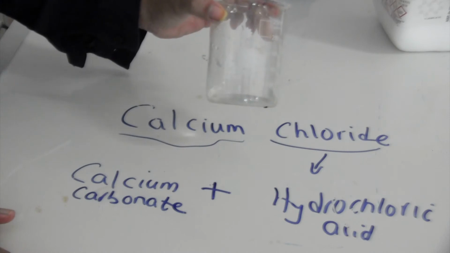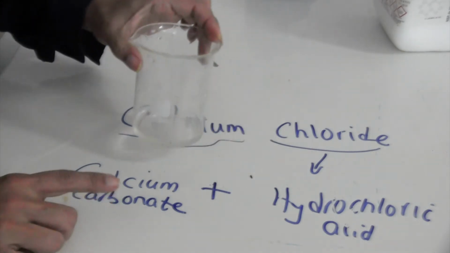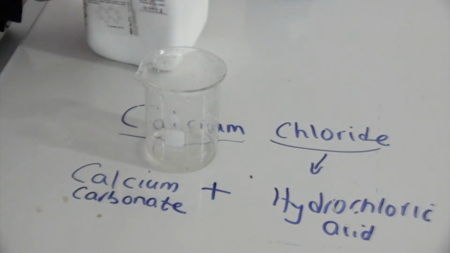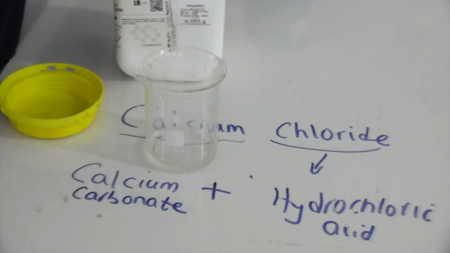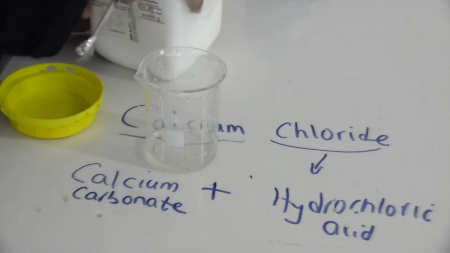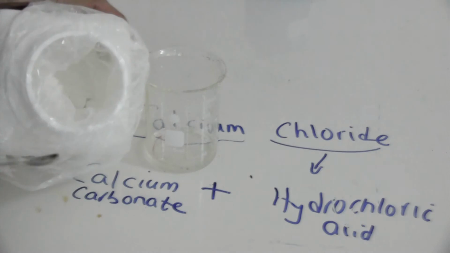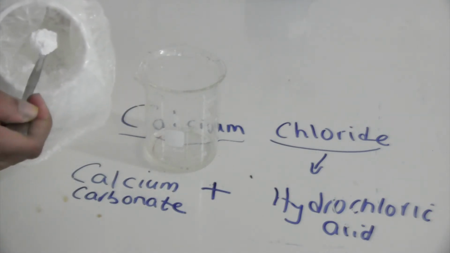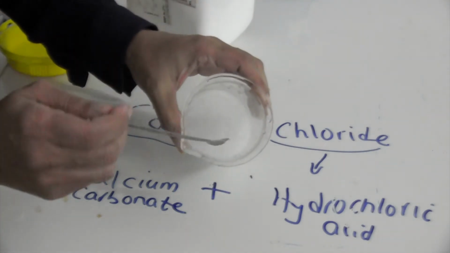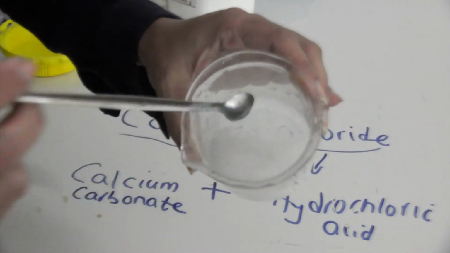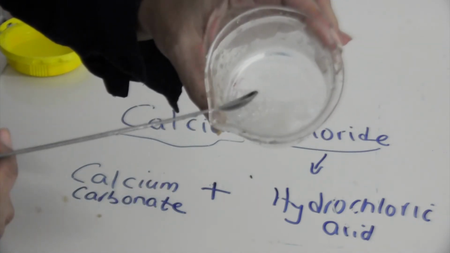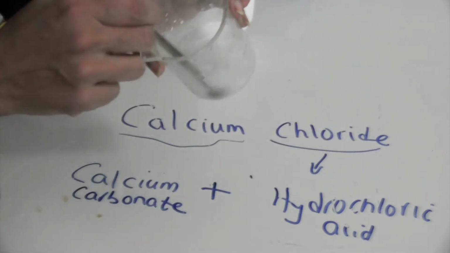Okay. Now I'm going to put 1 spatula of calcium carbonate. Remember, I can also use calcium oxide. So I'm going to add 1 spatula of calcium carbonate. There's a reaction going on. Now because I'm using carbonate, that's why you can hear the fizzing. Carbon dioxide is coming out.